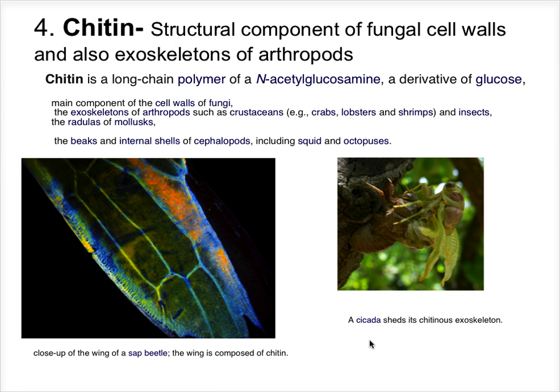And here this picture shows a cicada shedding its chitinous exoskeleton. And this is a picture showing the close-up of a sap beetle. This wing is also composed of chitin. So make sure you understand the difference between polysaccharides that are important in plants versus polysaccharides that you find in the animal kingdom.